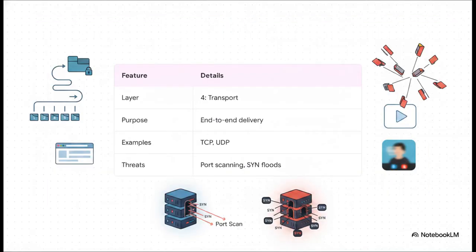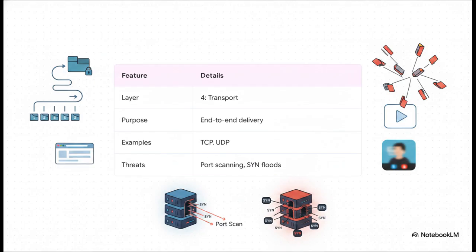Let's look a little closer at Layer 4, the transport layer. As we said, its purpose is end-to-end delivery. And the two heavy hitters you need to know here are TCP and UDP. TCP is the reliable one. It literally double-checks that every single piece of data arrives in perfect order, which is exactly what you need when you're loading a web page.